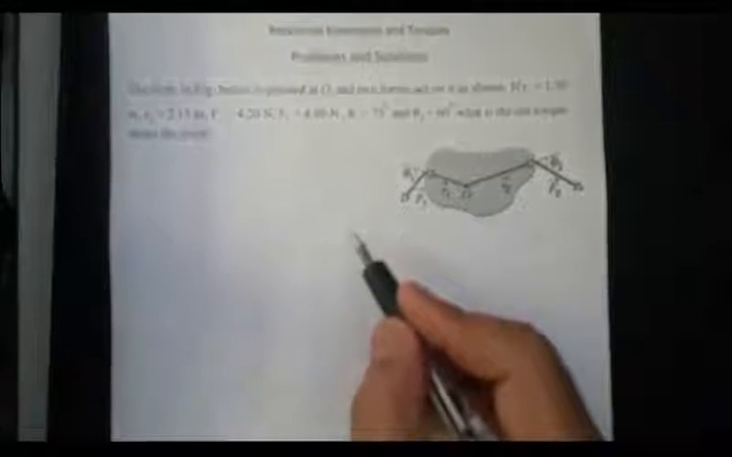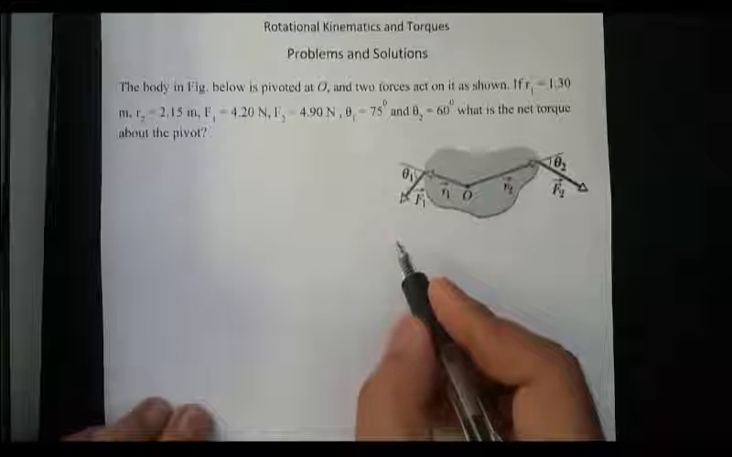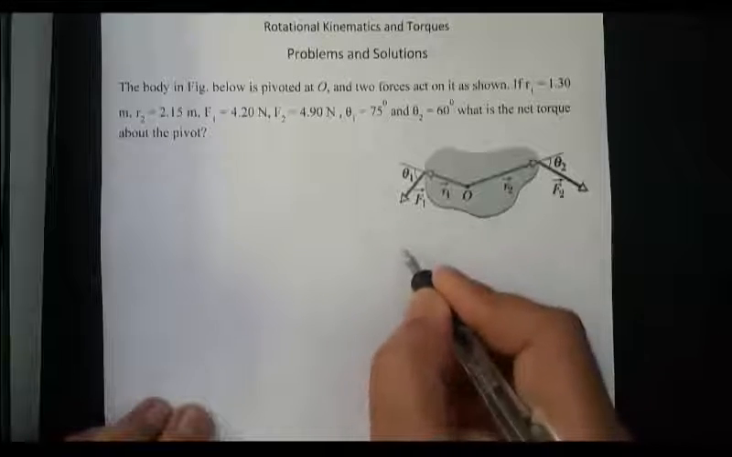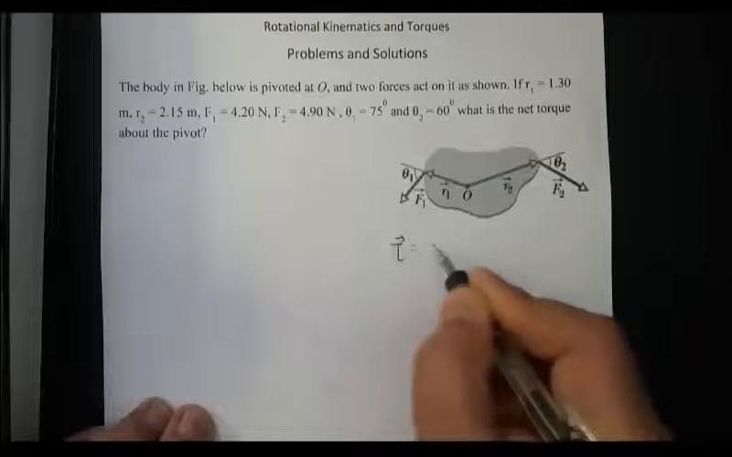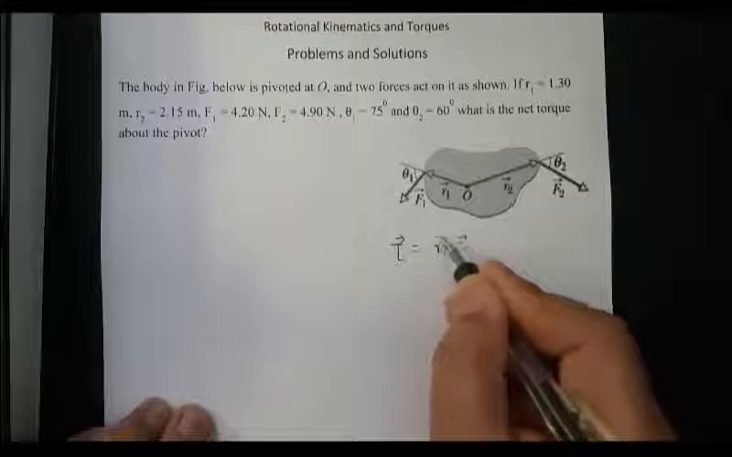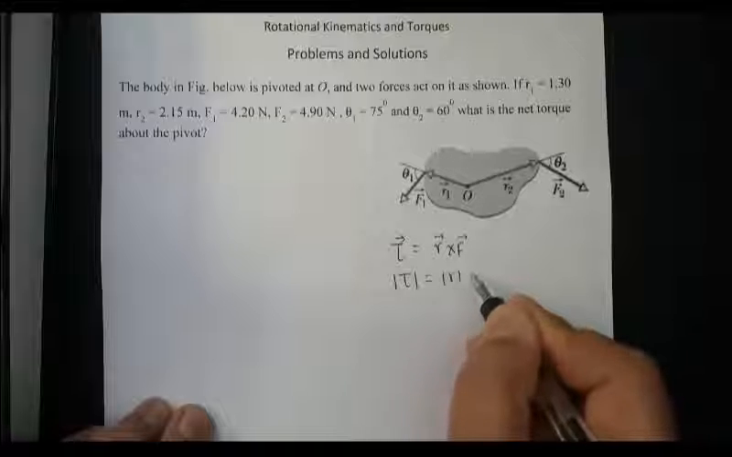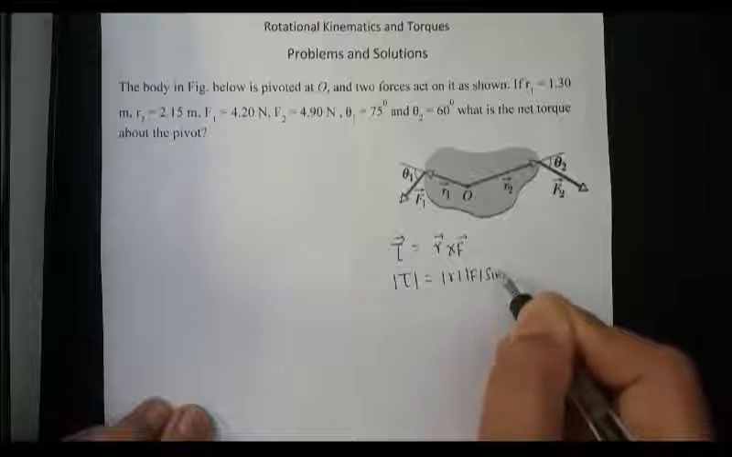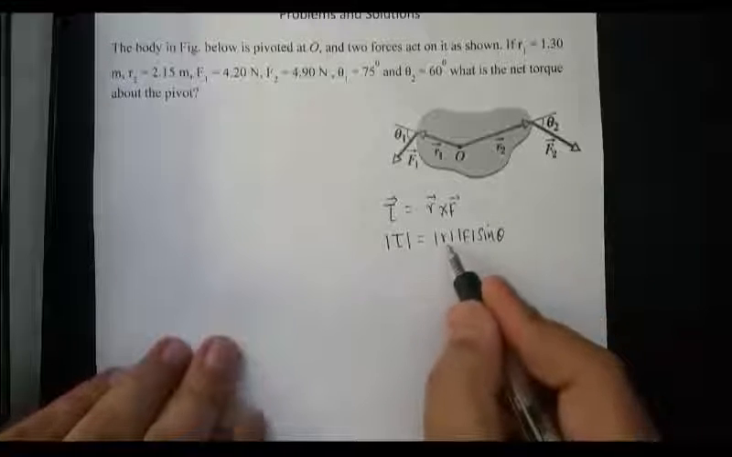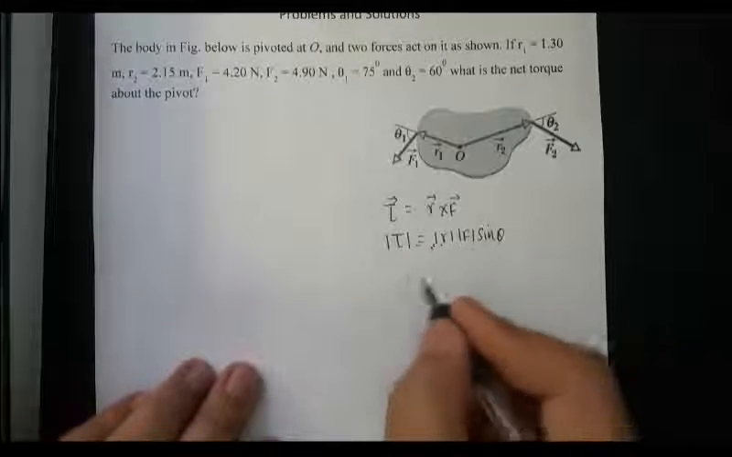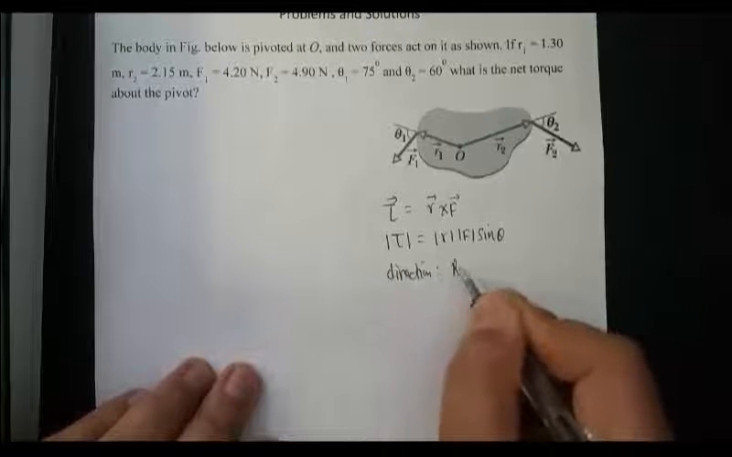What's the net torque acting on this rigid object? Just to give you a formula, the vector torque is R cross F, right? But its magnitude, which is what we need, is R F sine theta, where theta is the angle between the force and this position vector. And to find the direction, you have to use the right hand rule.